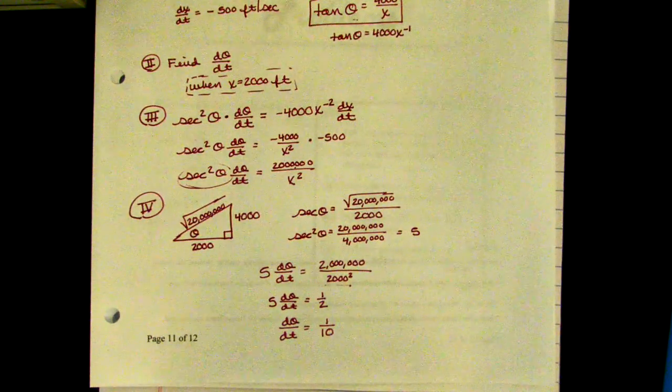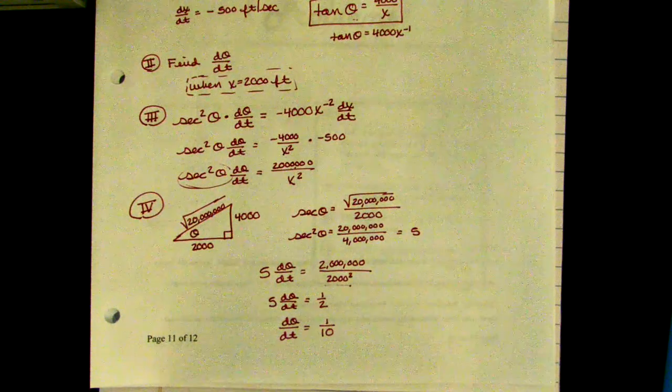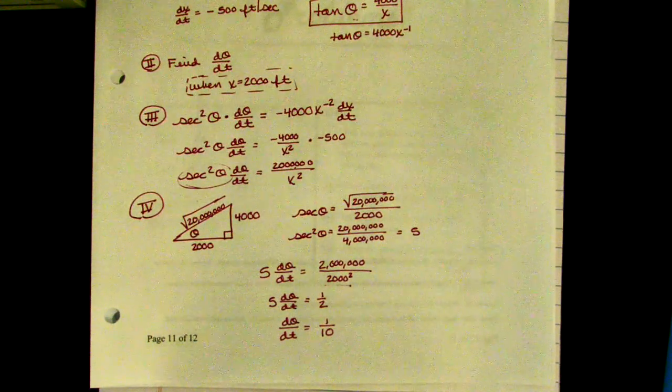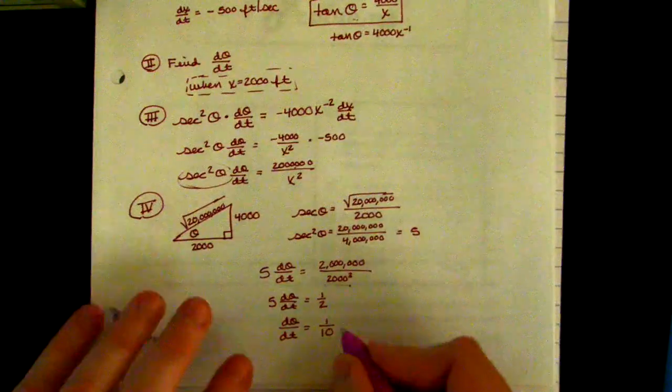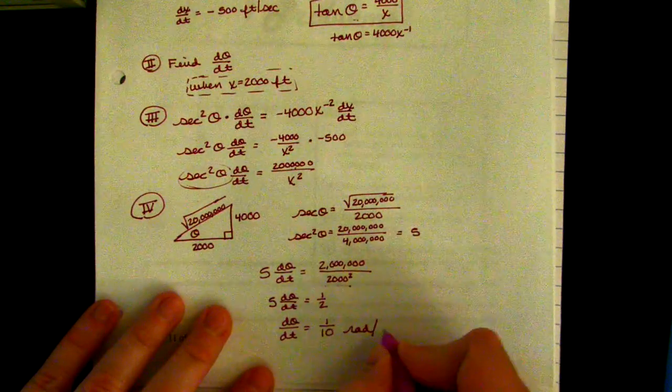Now, the units. D theta dt. The units for theta, I didn't tell you that in the problem, but theta is an angle. In calculus, how do we always measure angles? I feel like I've mentioned this a few times. In what units? We measure angles in radians. So this is going to be 1/10 radian per second.